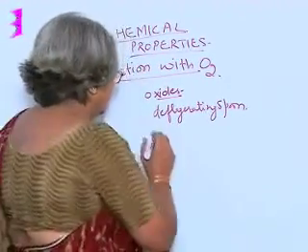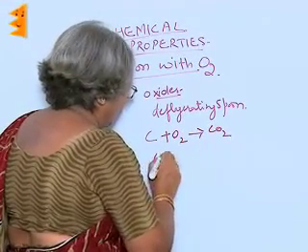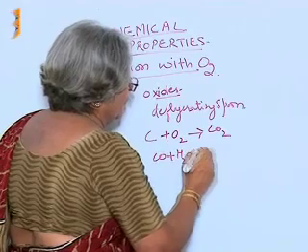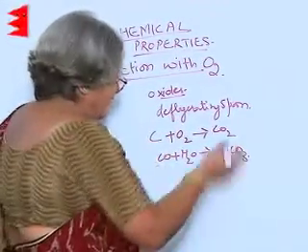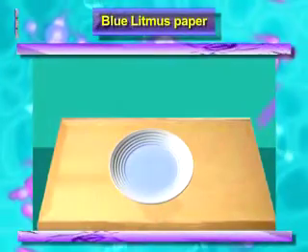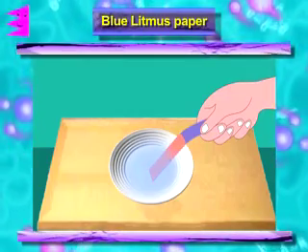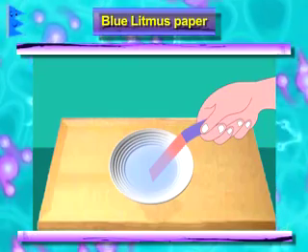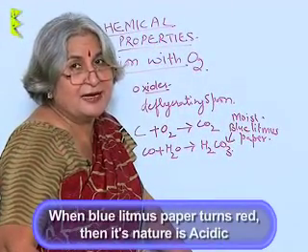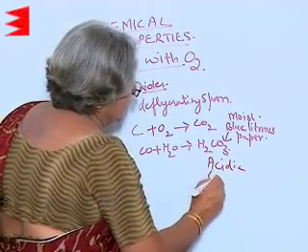So, if you had burnt carbon, you will get carbon dioxide. Carbon dioxide plus water will form H2CO3. I will not give you the name just now. Now, you put blue litmus paper and what do you find? That it has turned red. Always take moist litmus paper or litmus solution. So, when blue litmus paper turns red, what is the nature? Acidic. This is called carbonic acid.